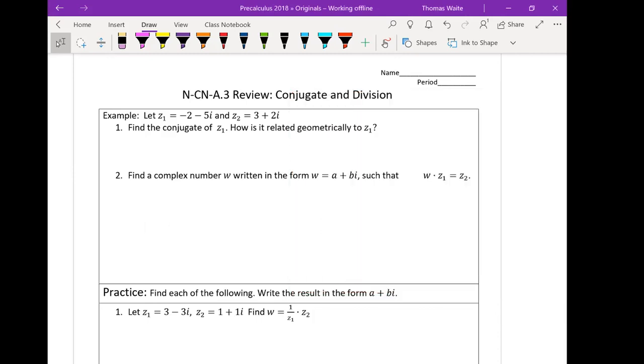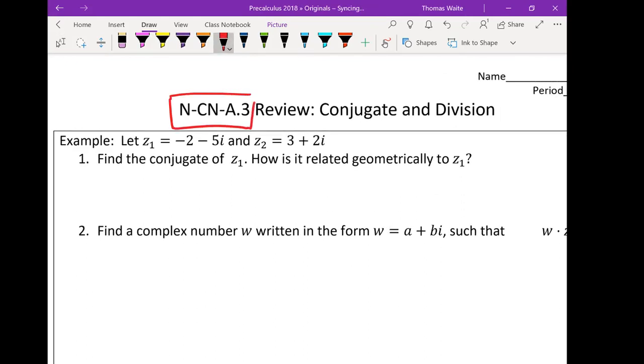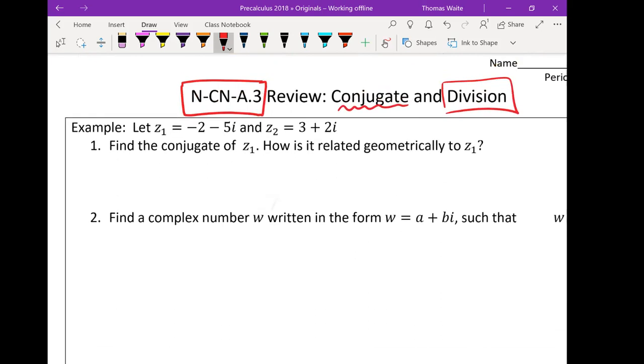Hi pre-calculus students, this is our third video to review, focusing on the third standard from your packet, NCN A.3. In this video we're going to talk about what the conjugate is and how it can help us when we're dividing complex numbers. Alright, so here we're given two numbers, z1 and z2.